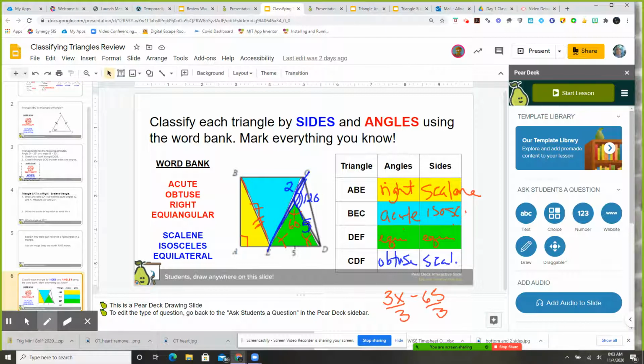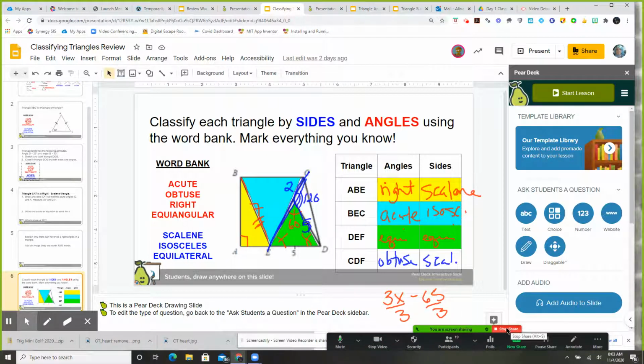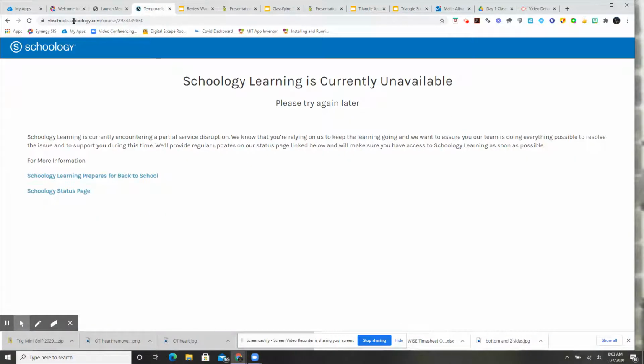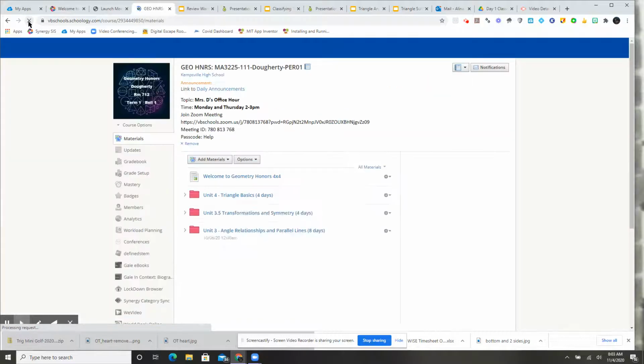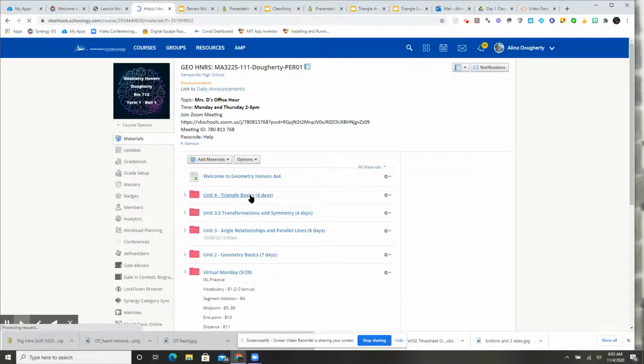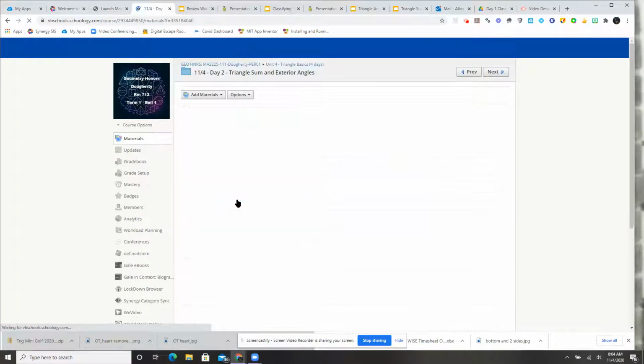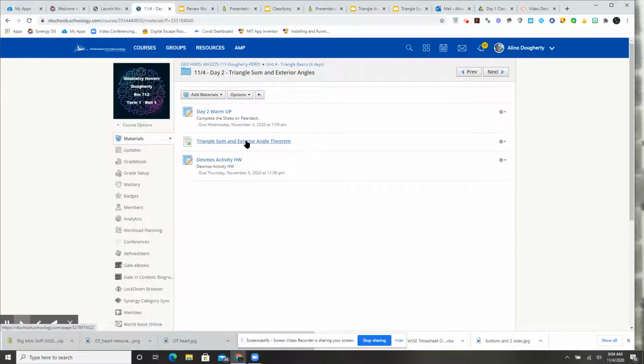Okay, question on those? That should help with the homework and the warm-up. Before the end of class, we'll go back and look at that. I'm going to stop sharing for a second and see if Schoology is back up. But it looks like it's still down, maybe. We've got another Pear Deck we can do just to make sure. Make sure you have something written down on all of those slides.